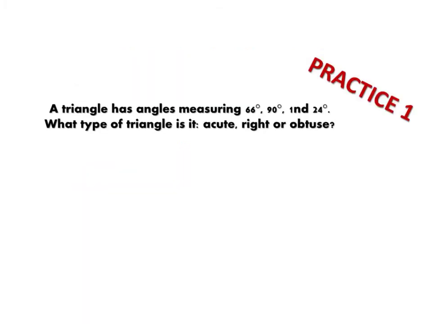Here's your first practice problem. A triangle has angles measuring 66 degrees, 90 degrees, and 24 degrees. What type of triangle is it? Acute, right, or obtuse?